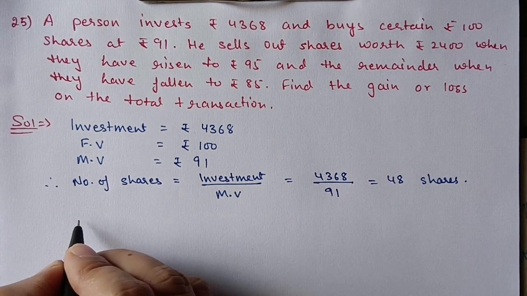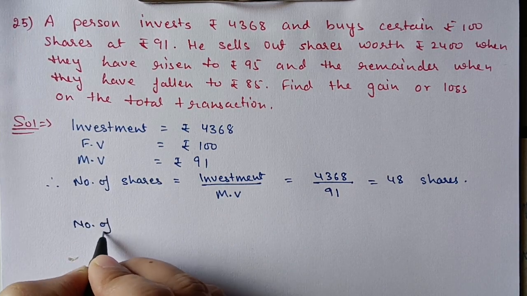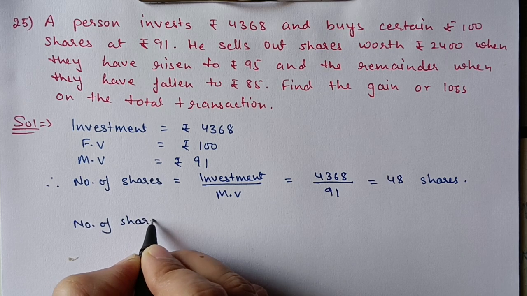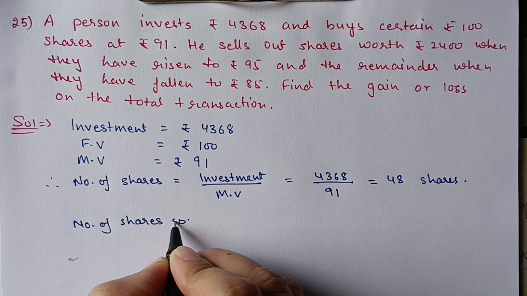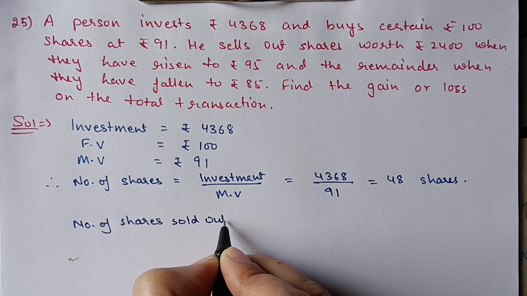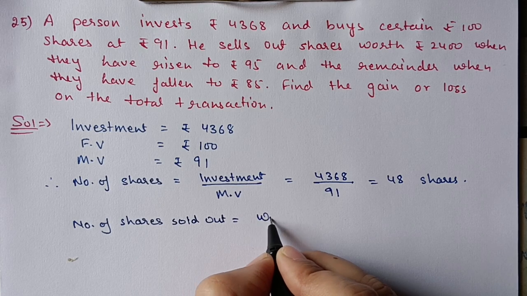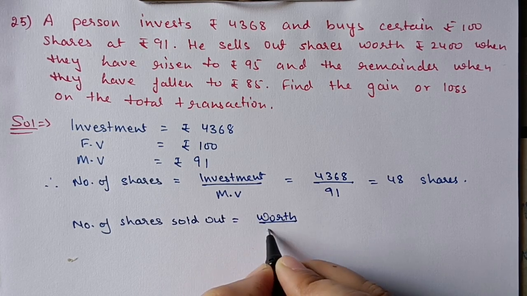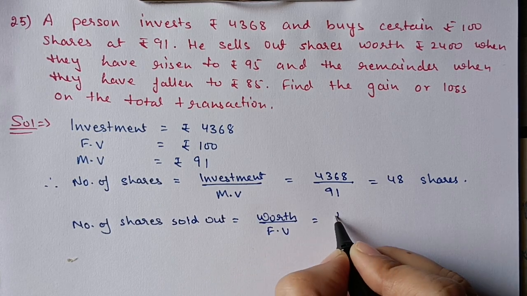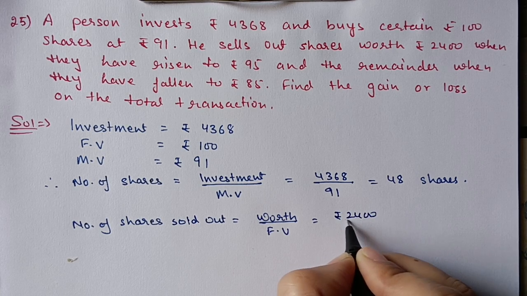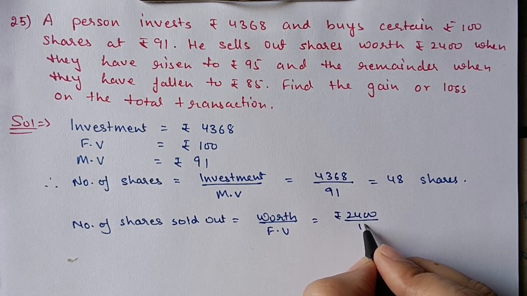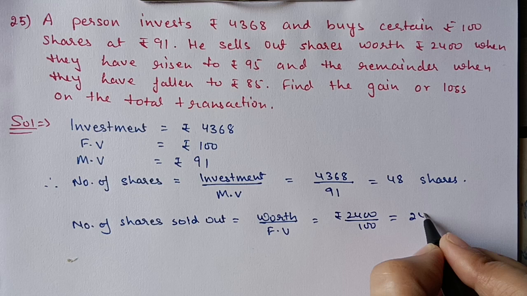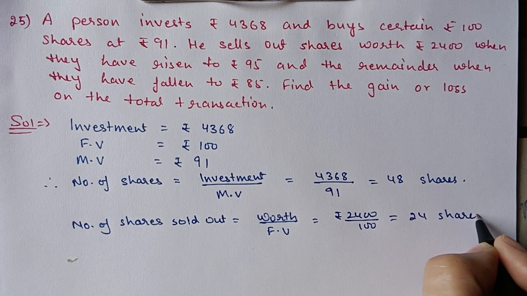So the number of shares sold out is equal to worth upon face value. So worth is 2400 rupees and face value is 100 rupees. It means 24 shares he has sold out.